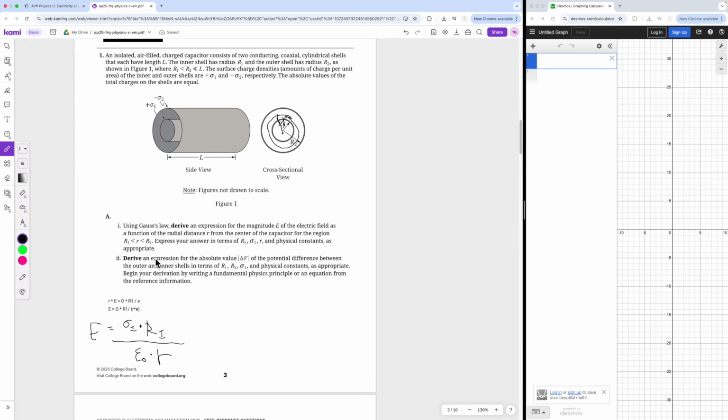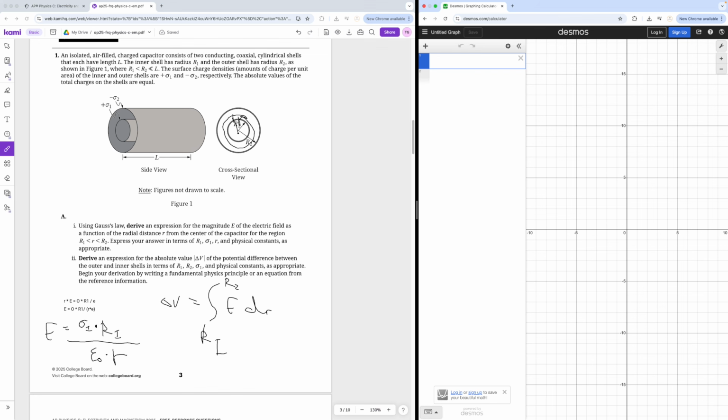So let's write out our equation over here. So for part 2, delta V is equal to the integral of E dr. And we care about from, where is it? R1 to R2. R1, because we're looking at the outer and inner shells, just this difference over here. So R1 to R2. Well, how can we actually solve for this? We're going to write it over here in decimal so that it's easier to draw. So we're going to write V is equal to the integral from R1 to R2 of E dr.